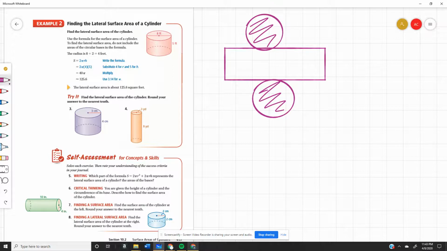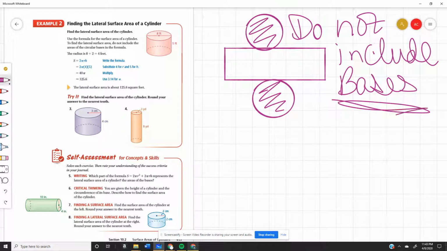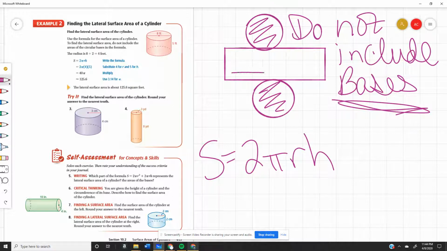And when I'm finding the lateral surface area, I do not include bases. Okay, that's the difference between surface area and lateral surface area. So for this one, the only formula that I'm going to need is that the surface area is equal to 2 pi r times the height. That's just going to give me the area that this piece right here holds. You would use this if you were going to wrap a hydro flask, because you didn't want to wrap the top or the bottom.